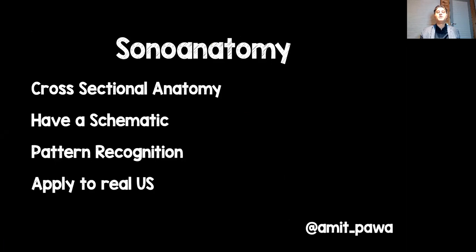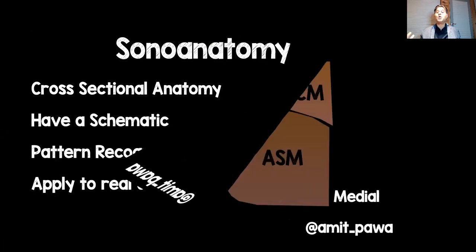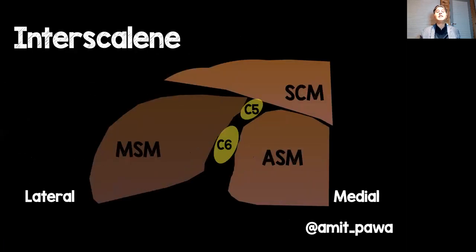Sonoanatomy often relies on cross-sectional anatomy. What we often do is take a schematic and use that schematic to apply pattern recognition to real-life ultrasound. A schematic of the interscalene might be something like this. There are two oblong-type structures, the anterior scalene and the middle scalene, and a triangle over the top, the sternocleidomastoid. When you turn your head to one side, the tip of that triangle will end up over the interscalene groove. So that's one schematic.